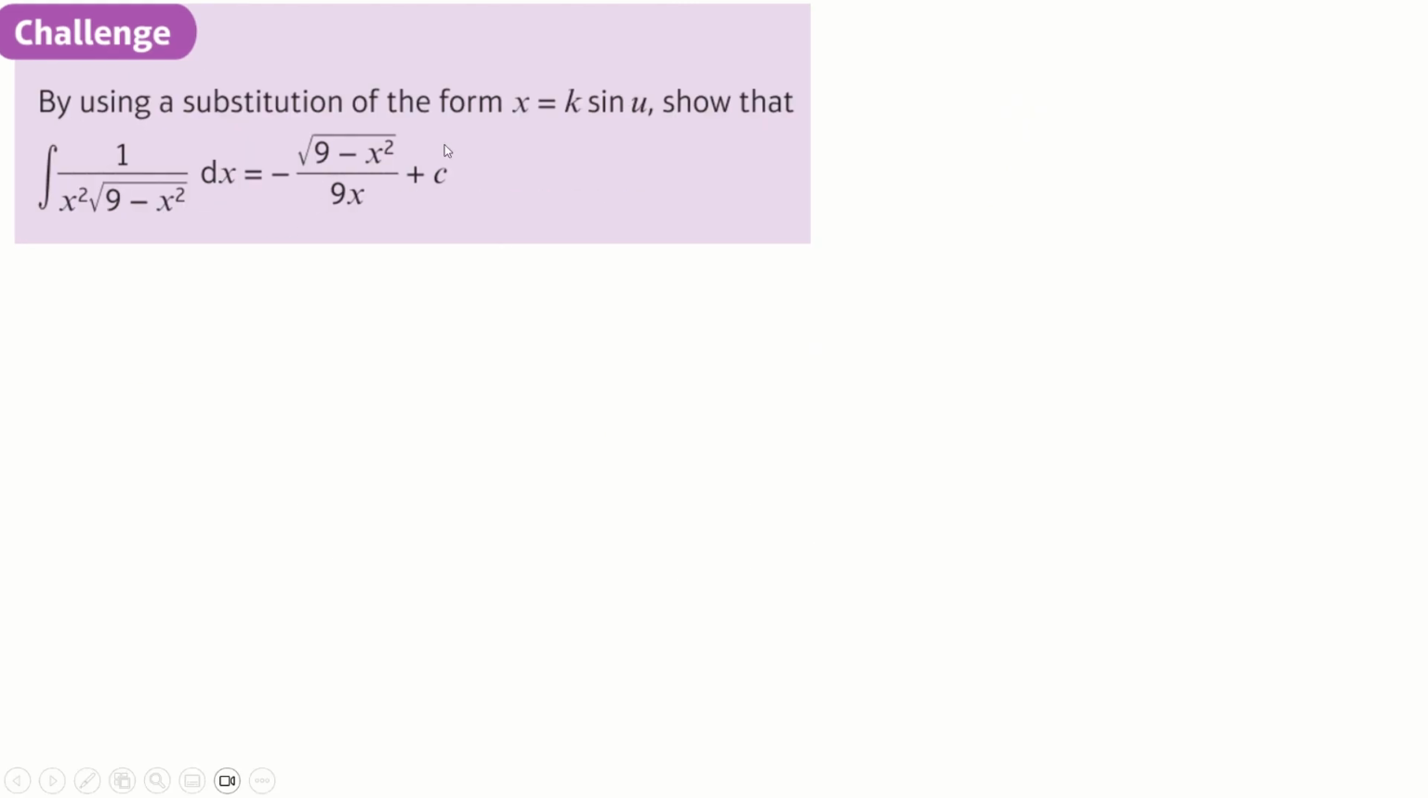Fantastic. Next question. X equals k sine u. Differentiate both sides to get dx equals k cos u, because sine differentiates to cos, of course. At this point, you can square this thing here to end up with x squared equals k squared sine squared, and 9 minus x squared is just 9 minus k squared sine squared.